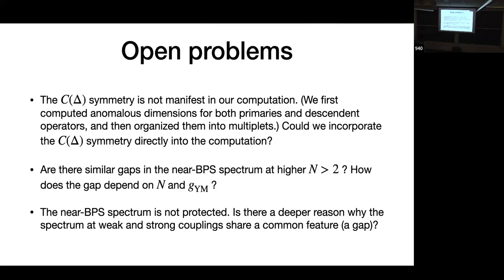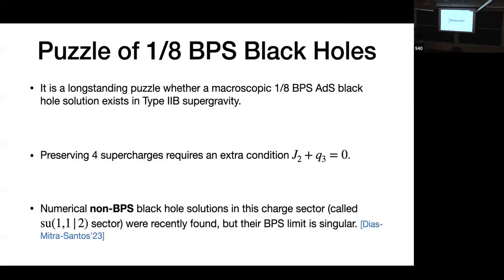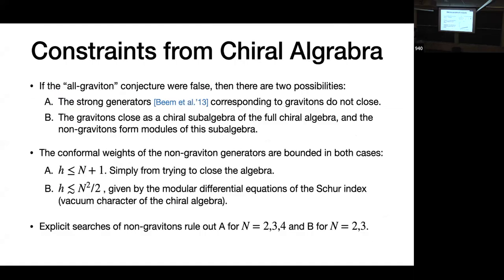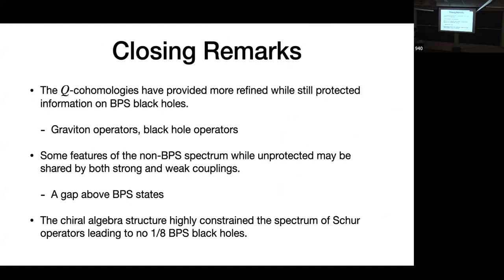There's also a question: because the near-BPS spectrum is not protected, but we still see some common feature from the bulk and from the CFT side, whether there are some explanations for why we see this common feature. Okay, I think I will skip the 1/8 BPS graph part and come directly to the conclusion.